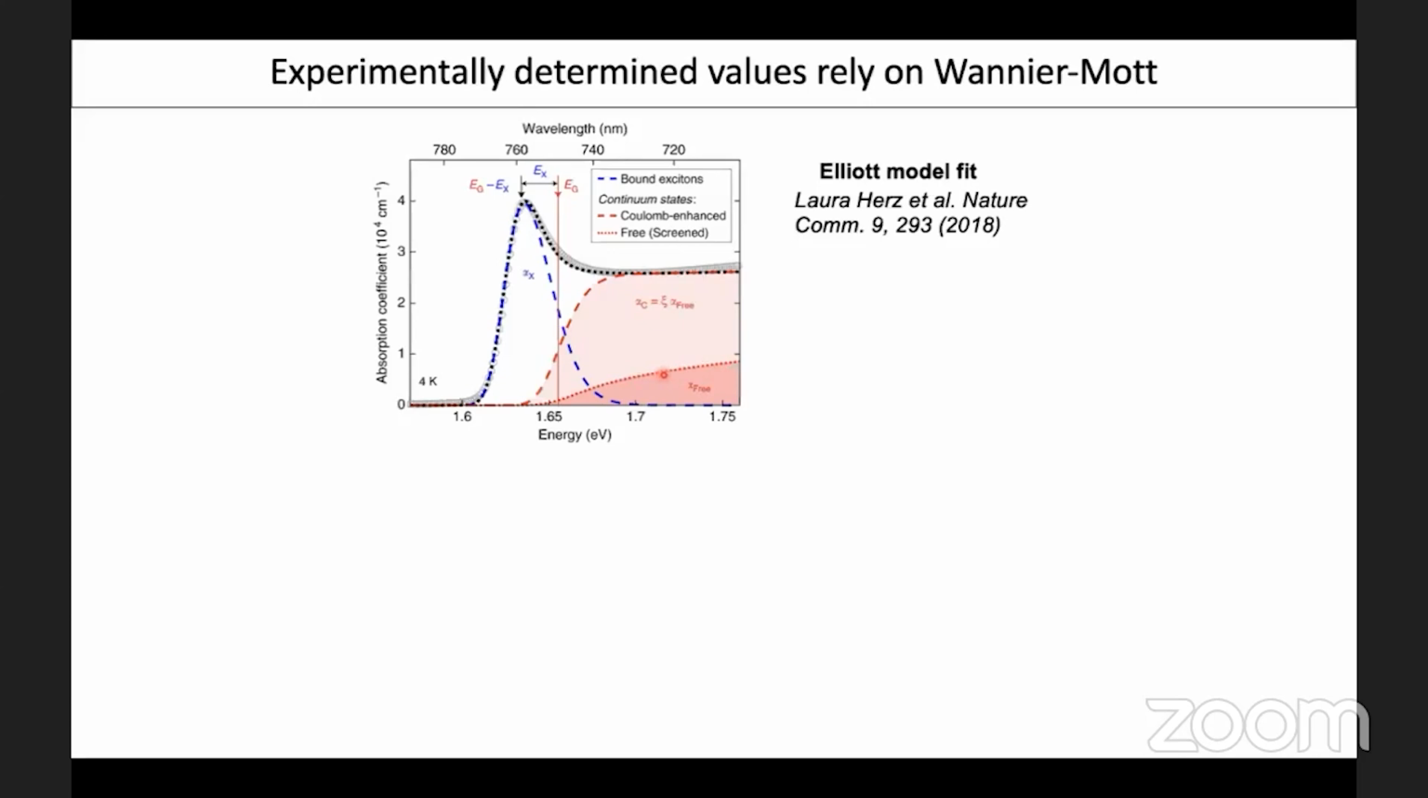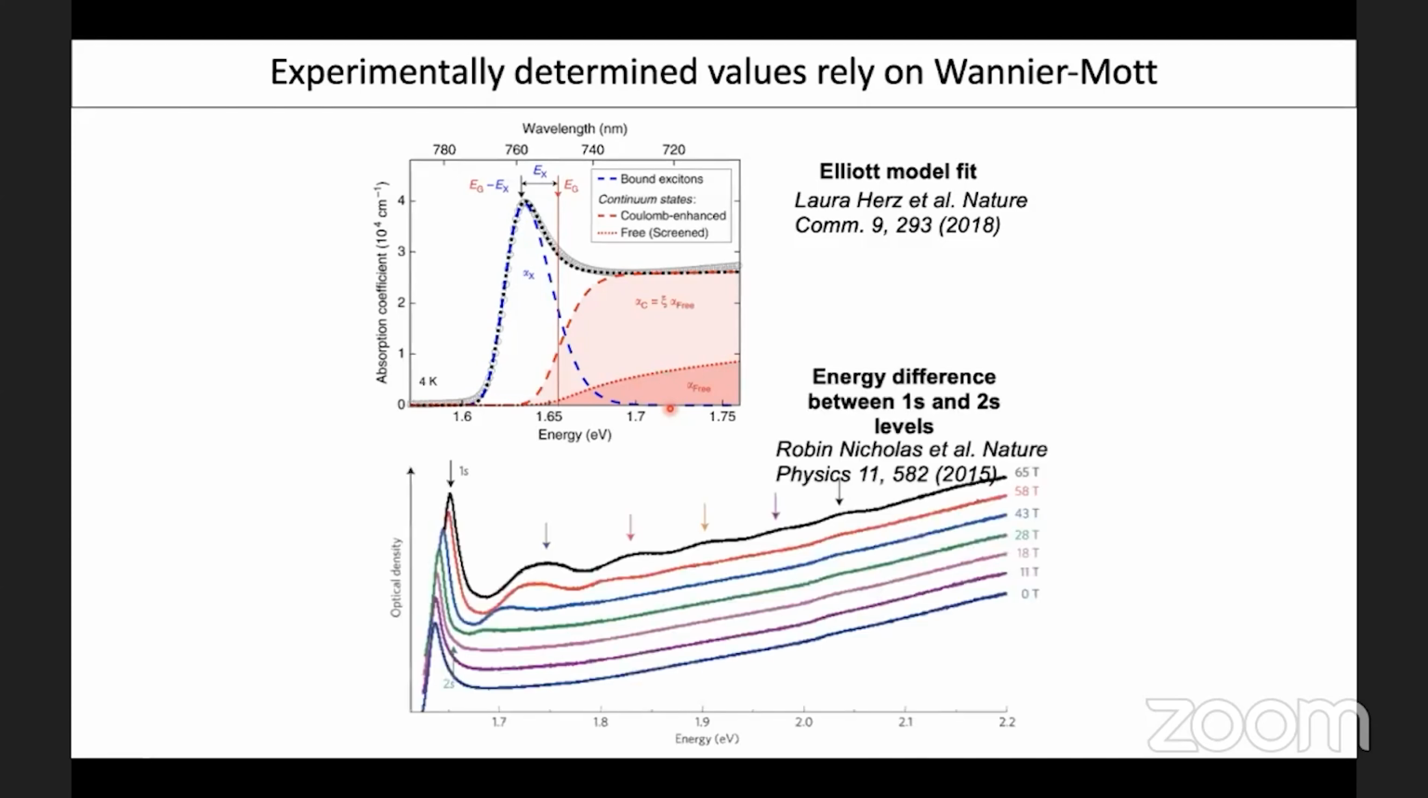Where they basically used a so-called Elliott model fit in order to separate the contribution of excitons, so that's this blue line here, and the contribution of free carriers or free carrier transitions, that's this red line here. And this blue line is basically relying on a hydrogenic Rydberg series of excitons. So the functional form that's behind this fit relies on the Wannier-Mott model. And using this, you basically arrive at an exciton binding energy of around 16 millielectron volt for methylammonium lead iodide.